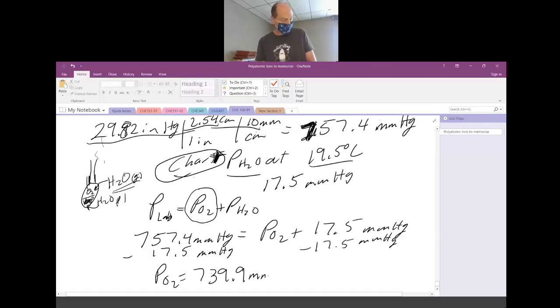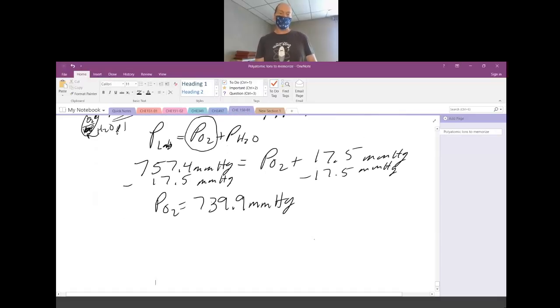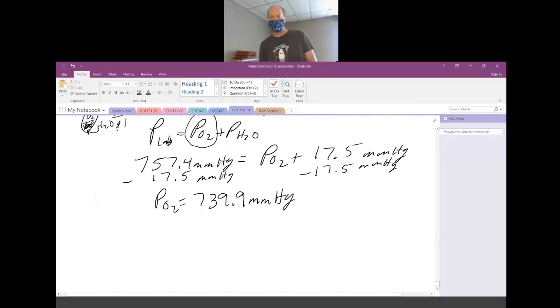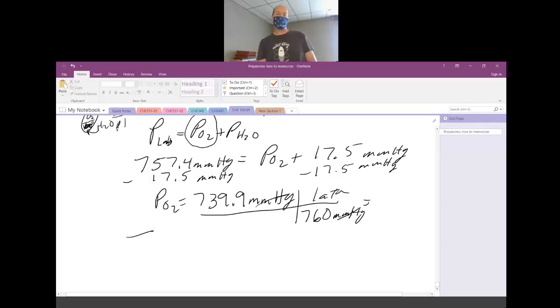millimeters of mercury. All right, now our answer was in atmospheres. We have to get our pressure of oxygen in atmospheres. So we have to take this and divide by 760 millimeters of mercury in 1 ATM. So now we have it in the correct units, and it is just the pressure of oxygen. We don't want the pressure of the lab, we want the pressure of oxygen, 0.9736 ATM.